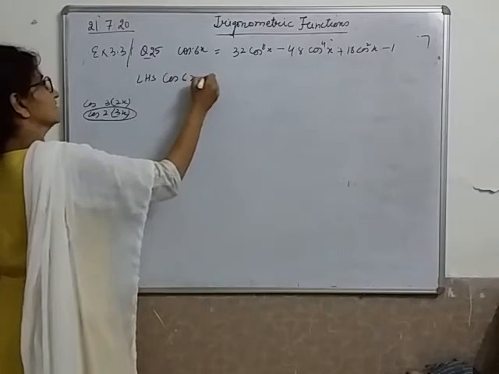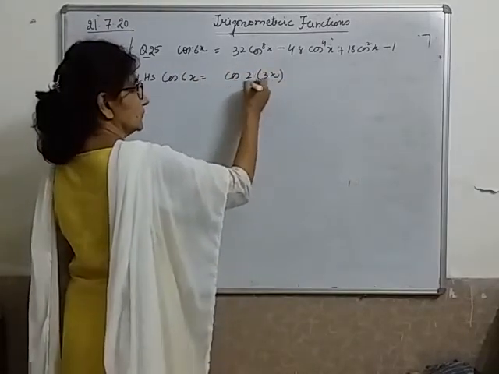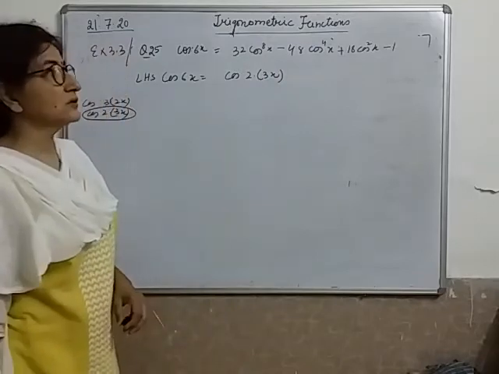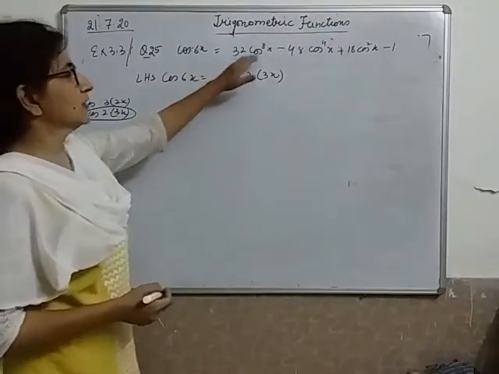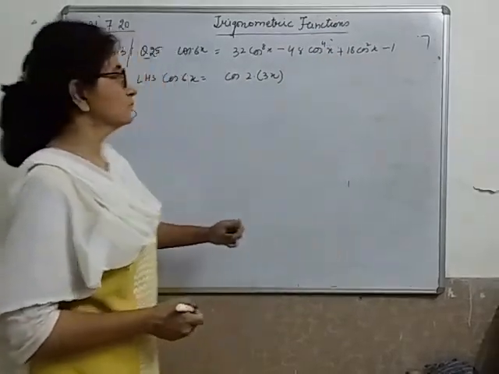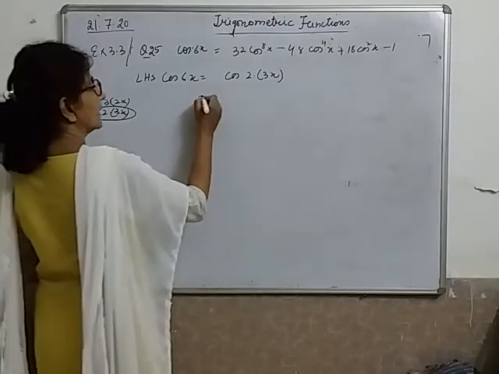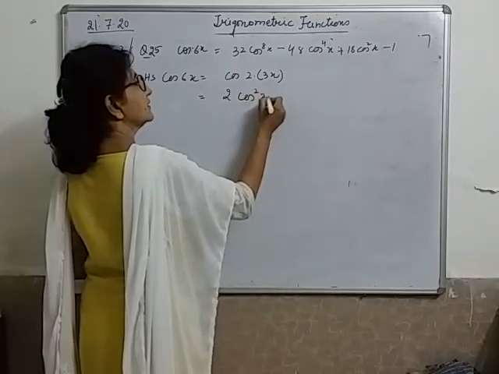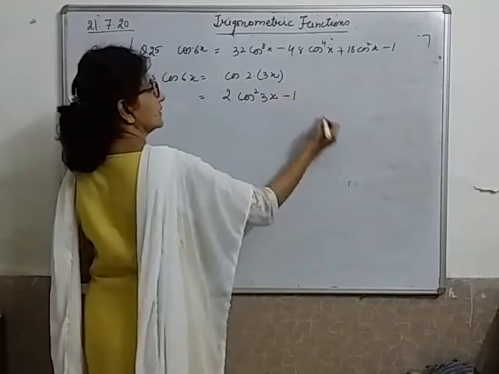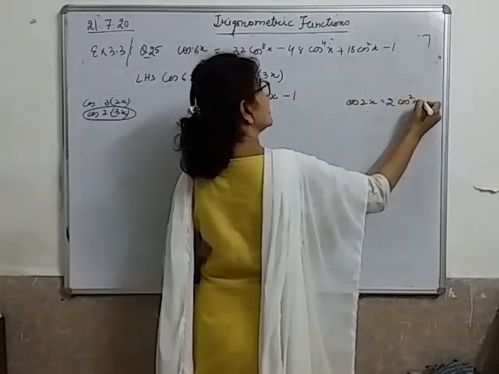Cos 6x is equal to cos 2 into 3x. Now the question is, which identity of cos 2x should I apply? Brother, that's very simple. I don't see any sine in the answer anywhere, okay? So I will not apply any identity with sine. So I'm applying 2 cos square 3x minus 1. I have applied this: cos 2x is equal to 2 cos square x minus 1.